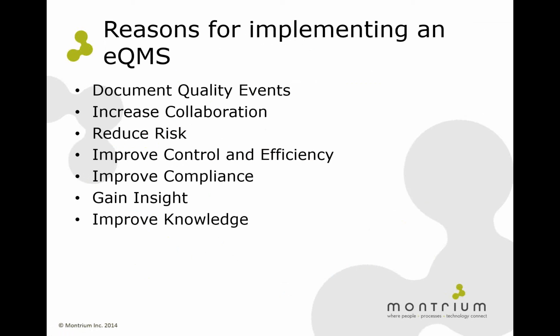Now, if we think about some of the reasons why a company would want to implement an electronic quality management system, some of them are very obvious. So obviously, we want to be able to document quality events electronically. We want to increase collaboration, so the way that we actually collaborate with the various different participants in the quality system. We want to reduce risk, of course, that's a must. We want to improve control and efficiency, and we want to improve compliance. Those things really go without saying.